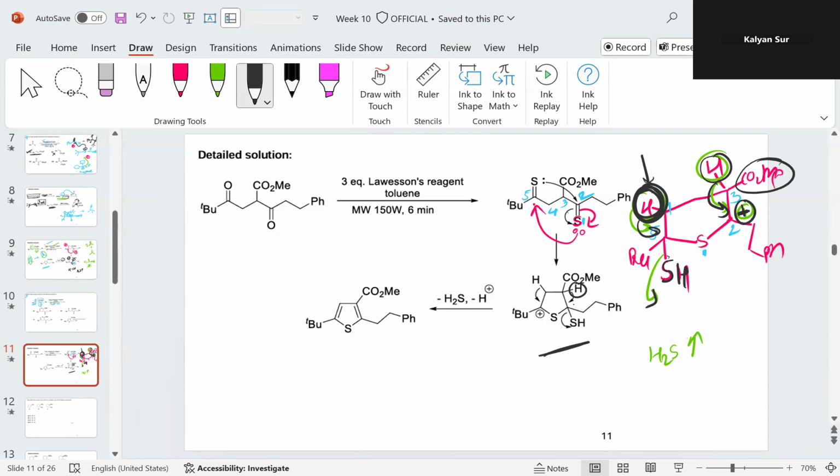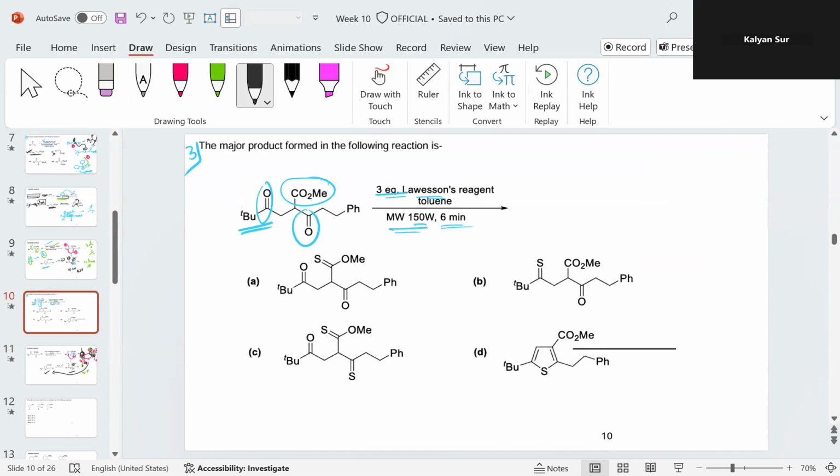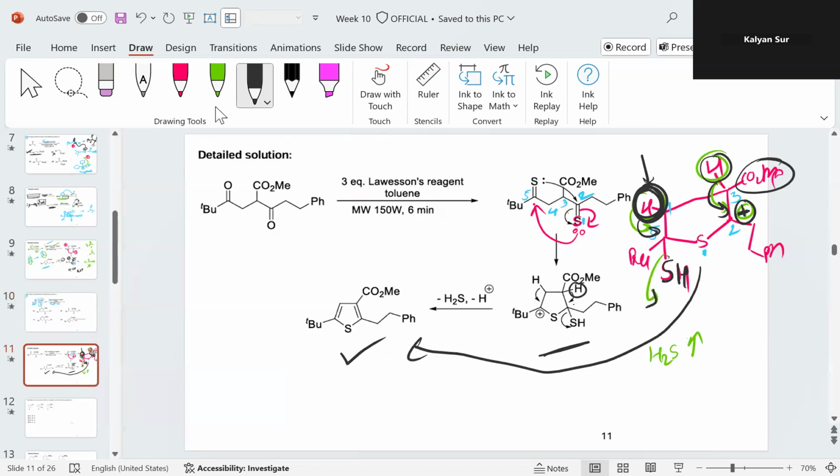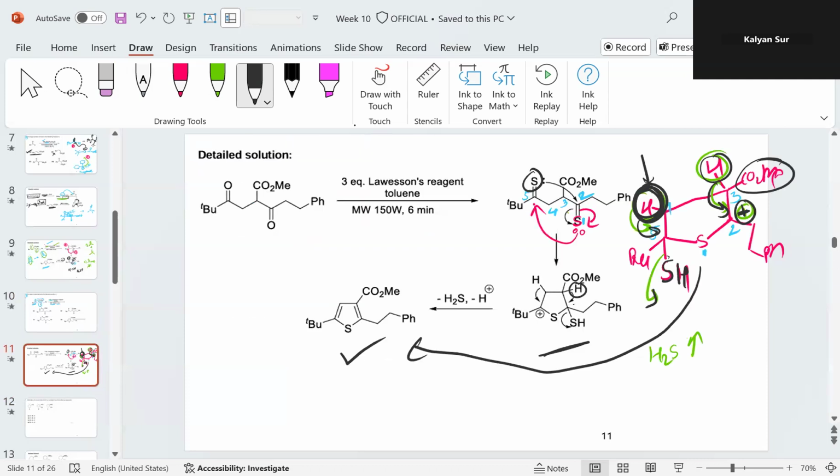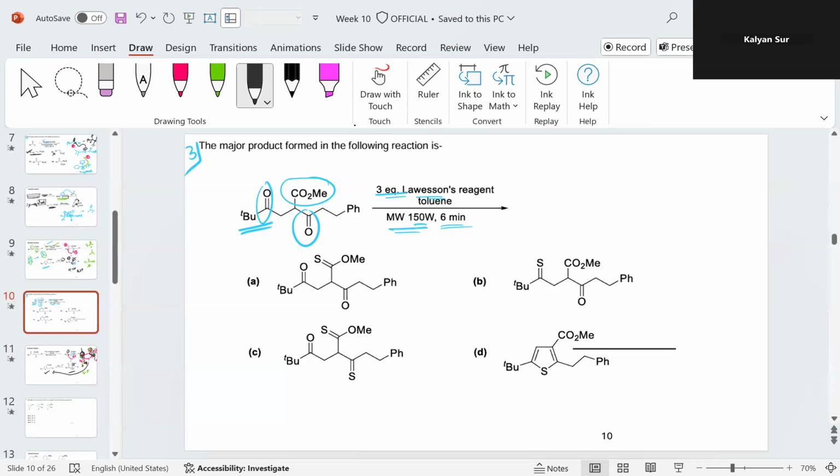If you look at the final product after this step, the final product will be the same. Whether the one sulfur attacks or the other sulfur attacks, both give the formation of the same product. So among these options, option D is the correct option here.